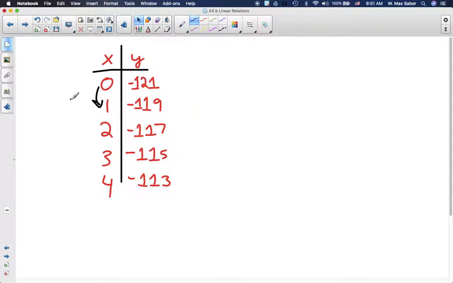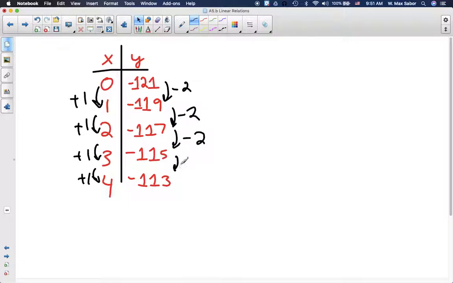Here, we're adding 1. We're adding 1. Yeah, that's all good. And let's see what the slope is. So this slope is -2. This slope is -2. Okay, then yes, this is linear as well.